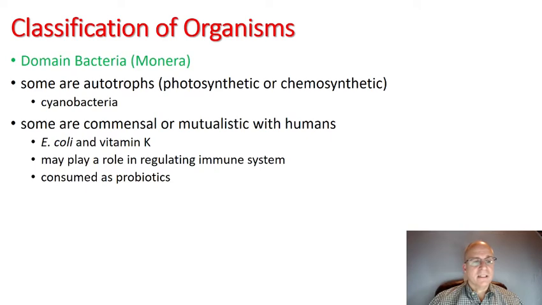Some bacteria are commensal or mutualistic. Commensal relationship means that they are involved with another organism, but they don't help or hurt that organism. Whereas a mutualistic relationship is where they're in a relationship with another organism and both organisms are going to benefit. So some examples of this would be E. coli, as I'd mentioned a little earlier, is really good for us when it lives in our large intestine because it makes a vitamin called vitamin K, which helps our blood to clot.